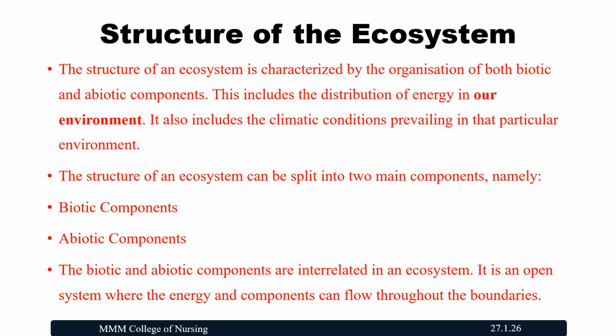The structure of an ecosystem can be split into two main components. We have seen that biotic component and abiotic component. These biotic and abiotic components are interrelated in an ecosystem. It is an open system where the energy and the component can flow throughout the boundary.